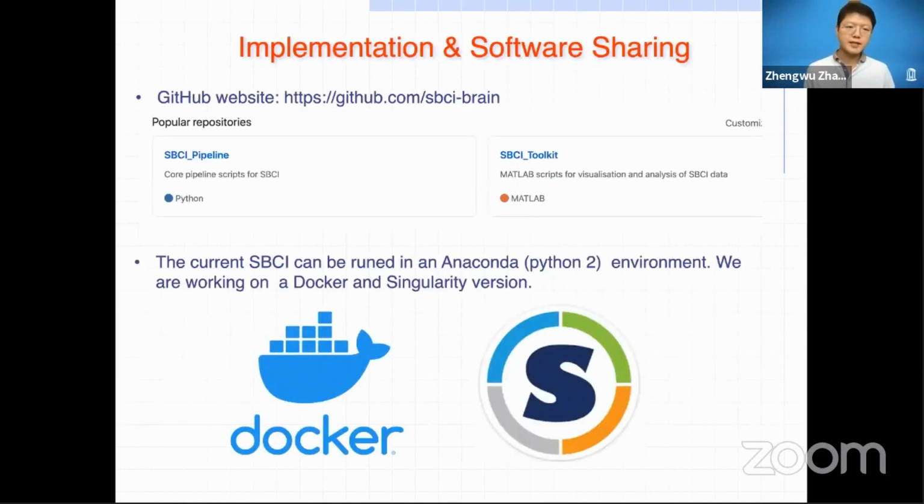In terms of implementation, we built a GitHub website to host our pipelines. The pipeline is developed in Python and in the Anaconda environment, which is pretty reproducible. We're also working on a Docker and Singularity version, where you just download an image. You don't need to configure your computational environment to reproduce our results. So I think that's pretty awesome.